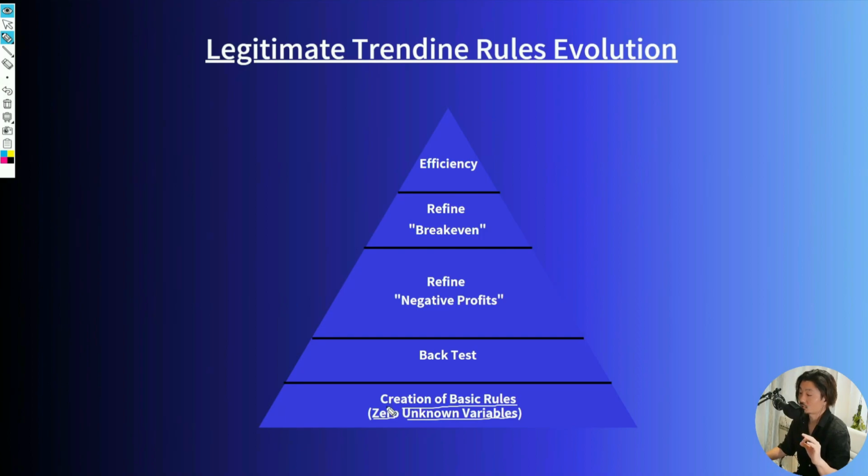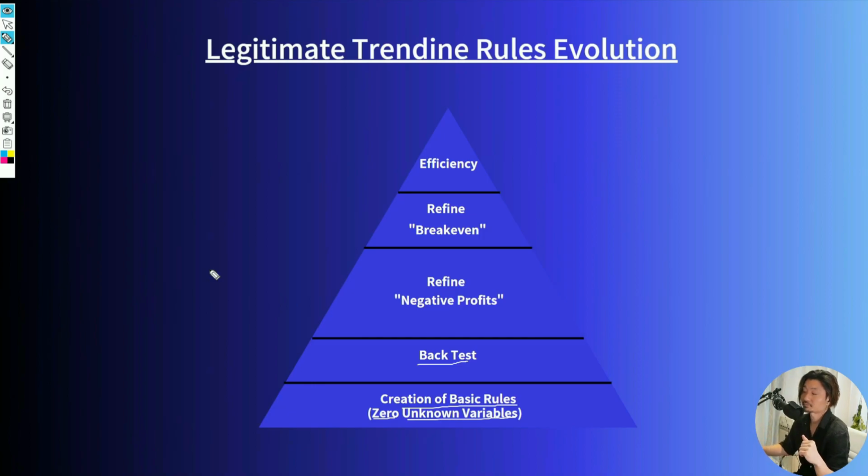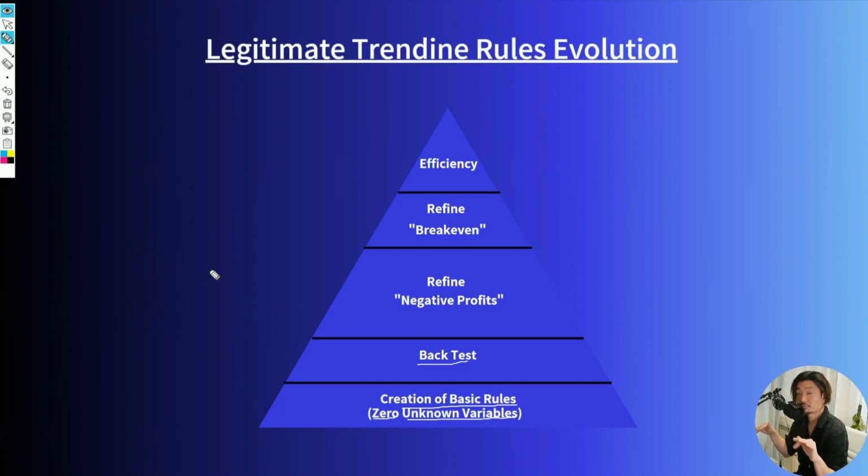So first you go through the creation of basic rules, and then we go on to the backtesting phase. Now in this backtesting phase, that's when we use historical data and apply the basic rules that we just created in order to see if the basic rules are even worth refining or not. Okay. Now for the creation of basic rules and backtesting phase, we want to use a demo account, because there's no merit to actually putting real money into these phases. Okay. Then we go on to the refinement phase.